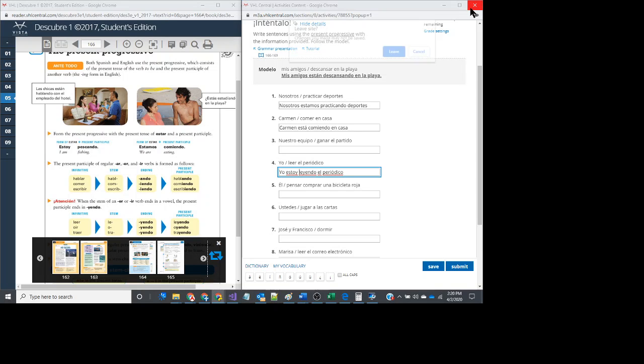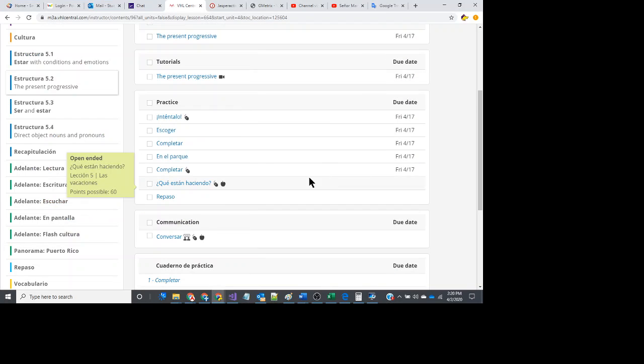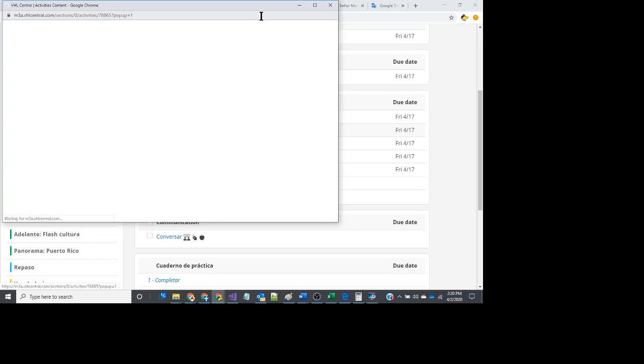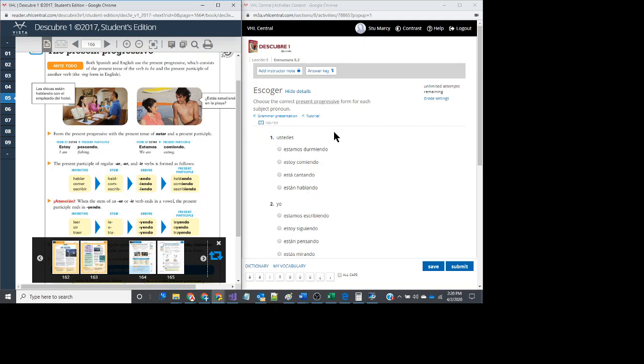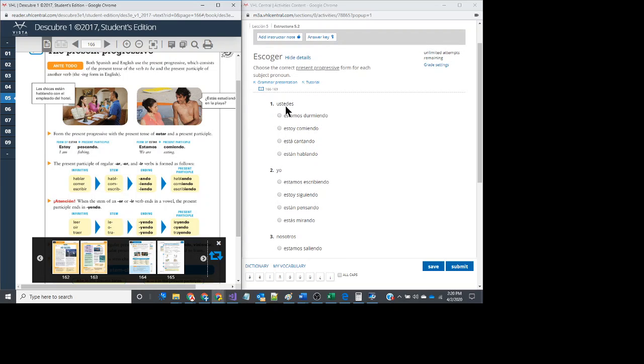Okay? I'm going to get out of here. You can do the rest, of course. And let's look at escoger. And I'm going to put this side by side with my book as well. Okay, so you're going to choose which one of these would work if ustedes is the subject. That means y'all. That's a group that does not include yo. So it's not estamos. That would be for nosotros. It's not estoy. That's for I am. Está is he, she, it. Singular. Están. There we go. They are, or y'all are, talking.